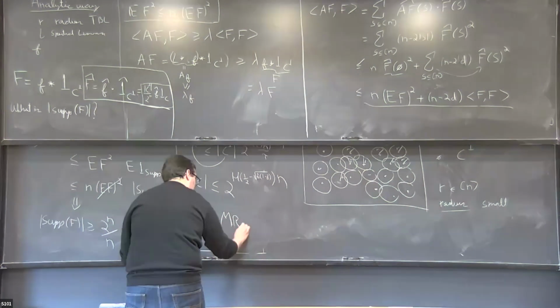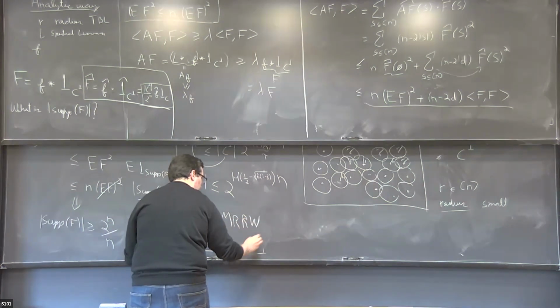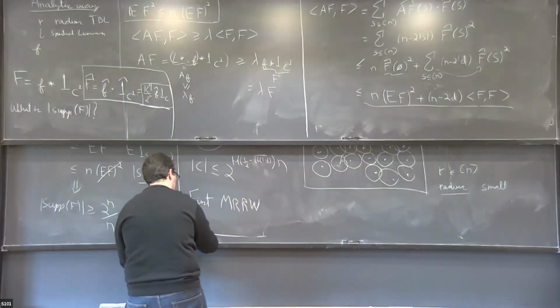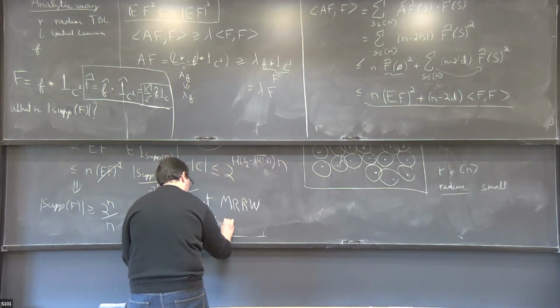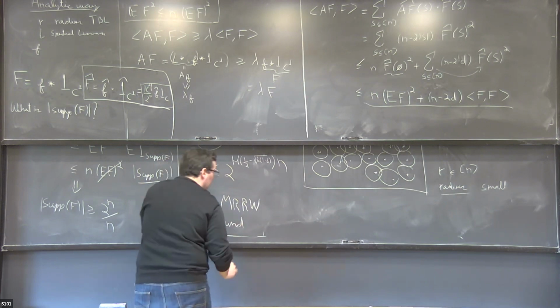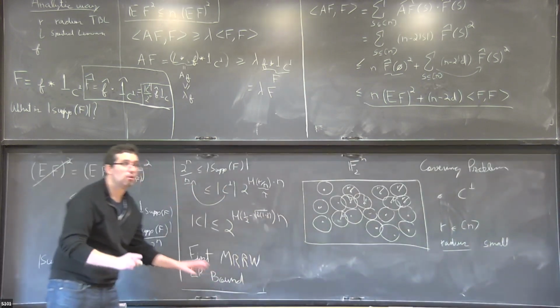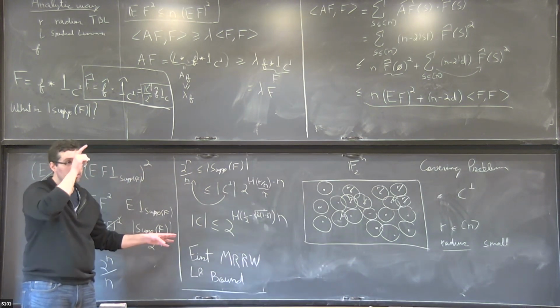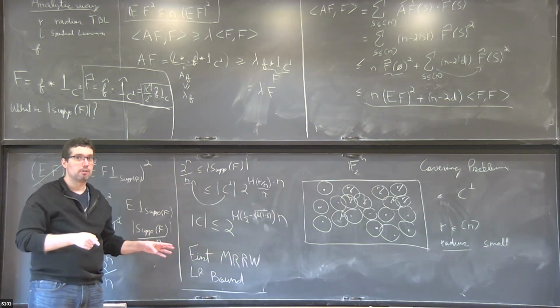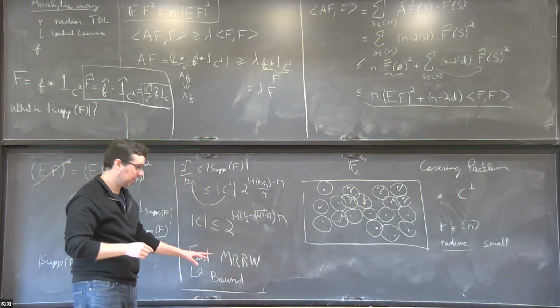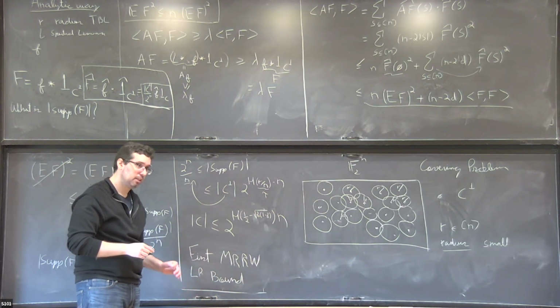MRR-W, first self bound. Upper bound. Okay, so if this upper bound is tight, then it means that the covering radius and the distance are basically the same.